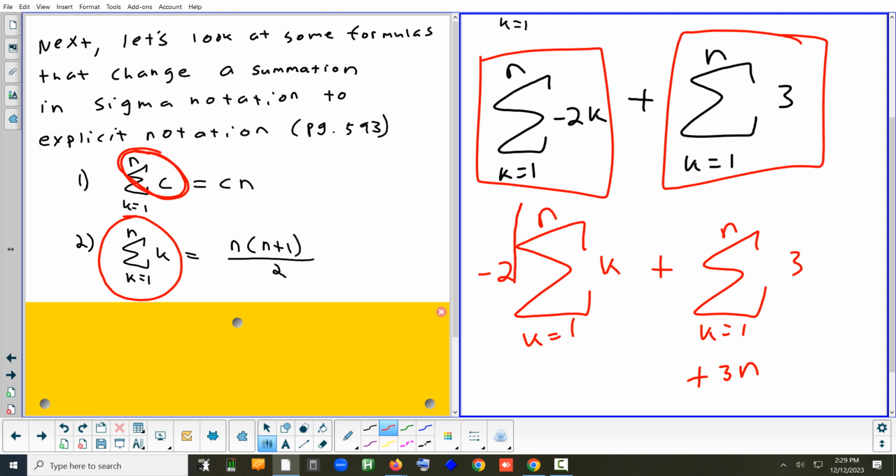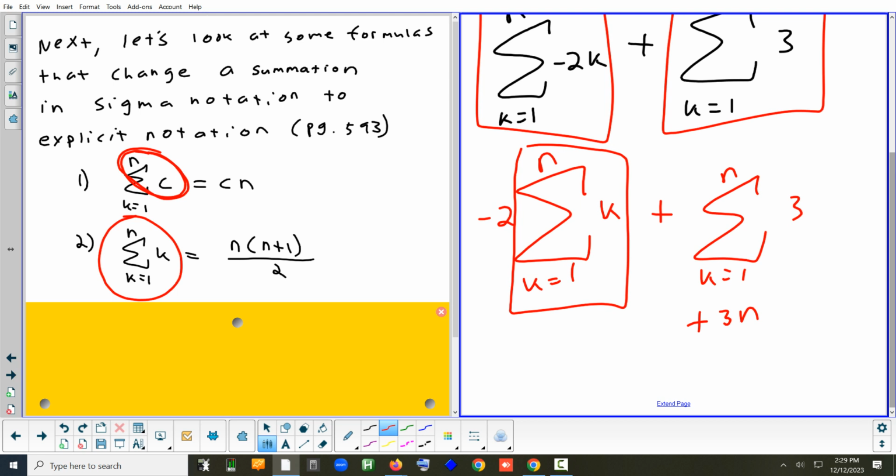And now look at this part right here. The sum from k equals 1 to n of k. That's exactly what rule? From the other page. Second one. Yeah, that's exactly this formula right here. K equals 1 to n of k. So what can I substitute for what's in this box? N times n plus 1 divided by 2. So the point is it gives me a formula to substitute in for the sigma.